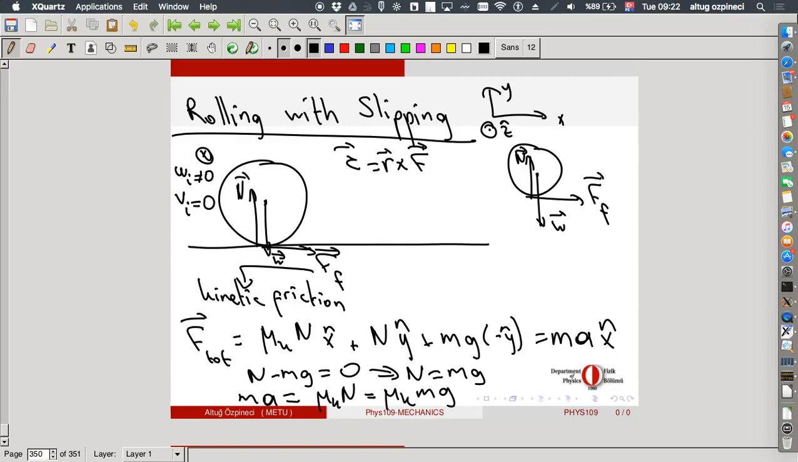The radius is at the magnitude of the torque. Let me write the magnitude of the torque also. This is R F times sine of the angle between the two. Well, the friction force is acting at this point, so its distance from the axis going through the center of mass is the radius of this sphere, R.